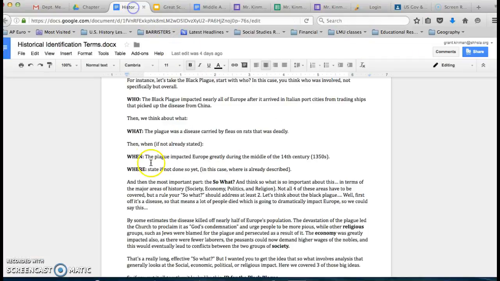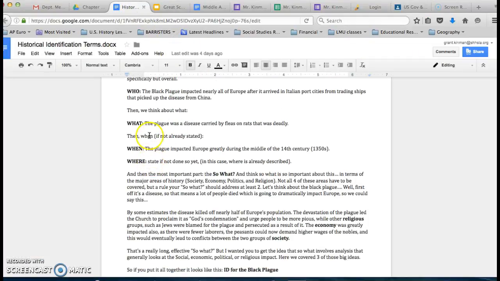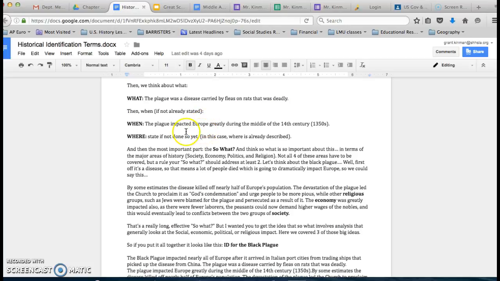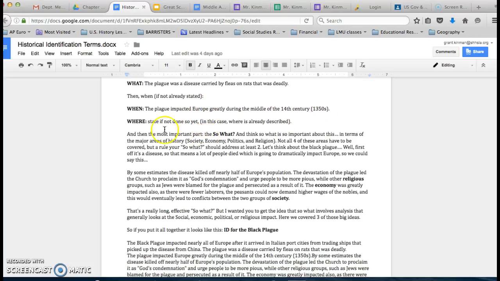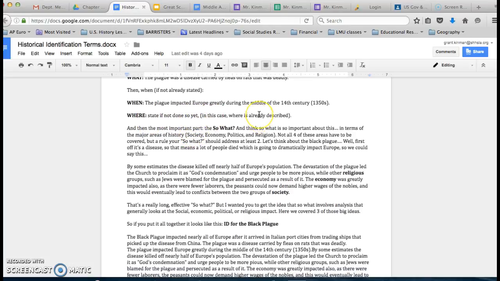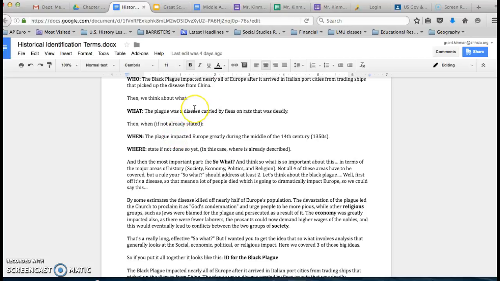Okay, and I'm going to return to the example. So we talked about the who, then we think about the what. We talked today in class about how the plague was a disease carried by fleas on rats, and it was deadly. When? Impacted Europe greatly during the middle of the 14th century, the 1350s. Where? It says state if not done so yet. In this case, we've already described where, so we don't need to.